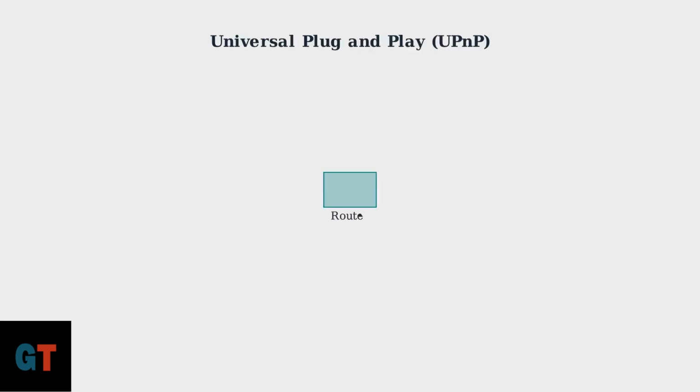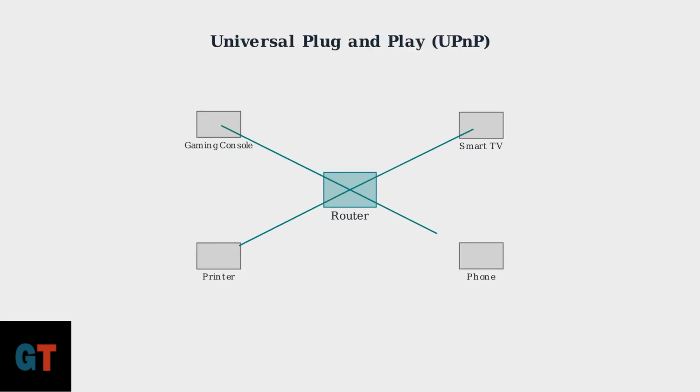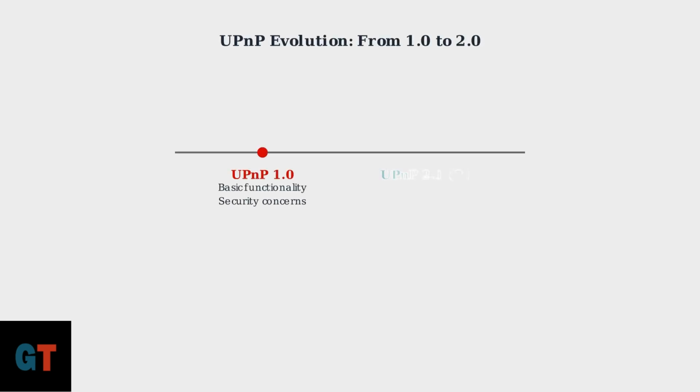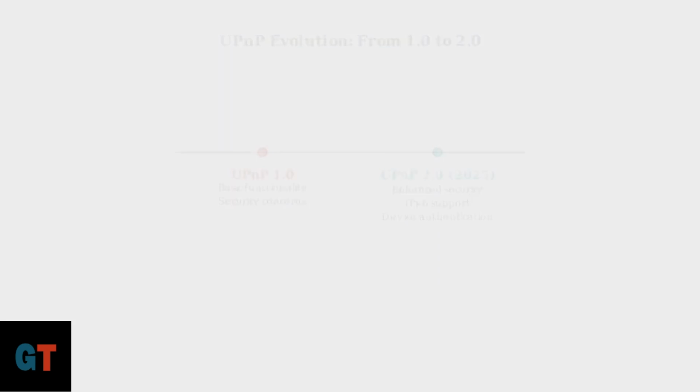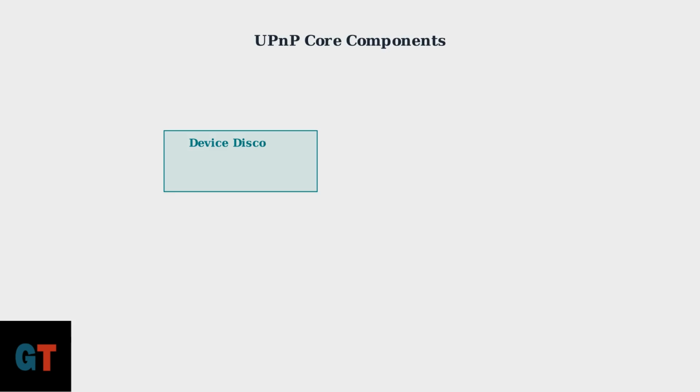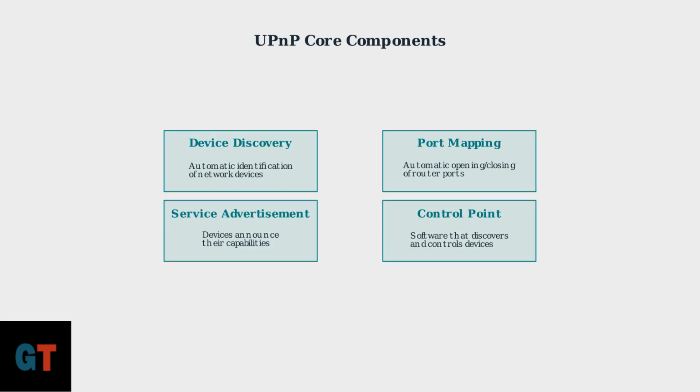Universal Plug and Play, or UPnP, is a network protocol that revolutionizes how devices connect and communicate on your home network. Instead of manually configuring each device, UPnP allows them to automatically discover each other and establish network services. In 2025, UPnP has evolved significantly with the UPnP 2.0 standard. This latest version brings enhanced security protocols, better IPv6 support, and improved device authentication mechanisms that address the security concerns of earlier versions.